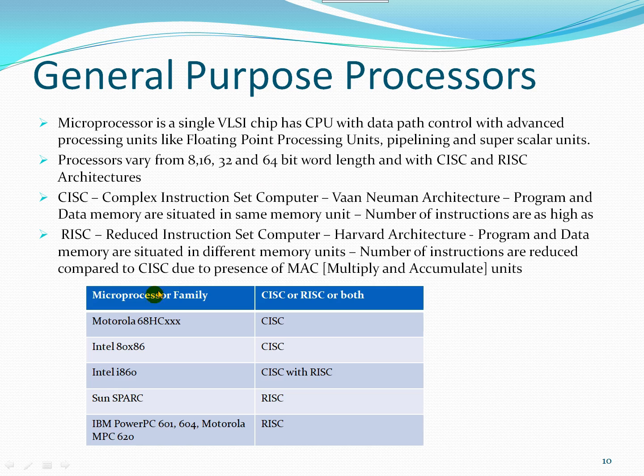The most popular microprocessor families are listed here. The Motorola 68HC-XX and the Intel 8086 come under CISC. The Intel i860 is also listed under CISC, but it can come as a RISC processor also, because this type of processor has both capabilities, CISC and RISC. But the Sun SPARC, the IBM PowerPC 601 and 604, and the Motorola MPC 620 come with the RISC architecture.